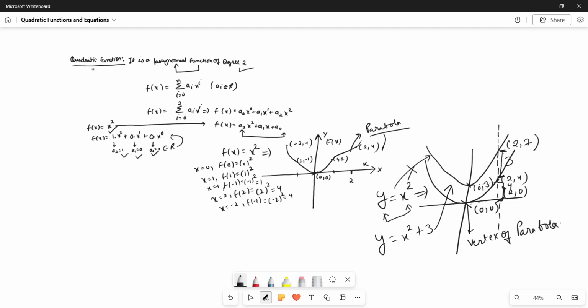Suppose in general case let us consider we have to shift a parabola k units upward from its origin. Then the equation will look like y equals x square plus k. That is nothing but y minus k is equal to x square. So when we have to shift a parabola in vertical direction, the equation will look like this, where k is the distance.